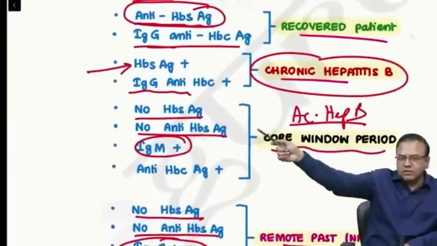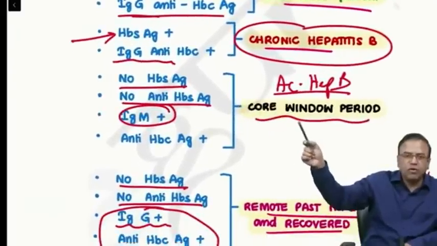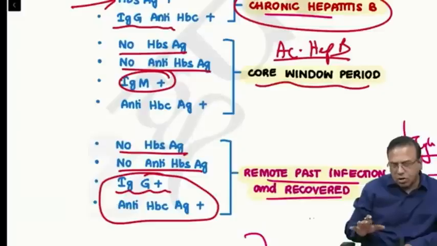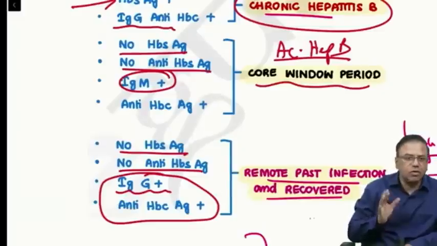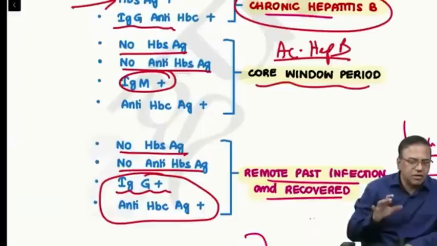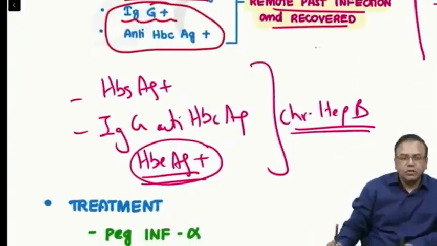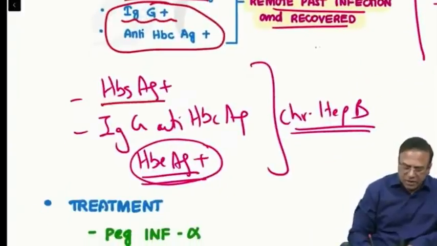If you get no surface antigen, no antibody, and IgM, it is core window period. But here the patient has recovered. As long as you don't see surface antigen, you can relax. When surface antigen is not there, you don't have to worry. When surface antigen is there, the virus is there inside. That's the basic idea. So in general, surface antigen means virus is there, and IgG means chronic.